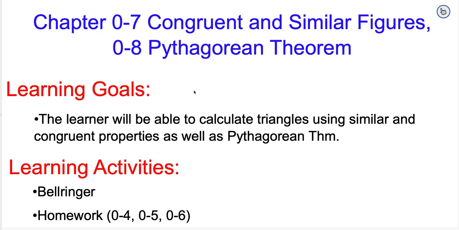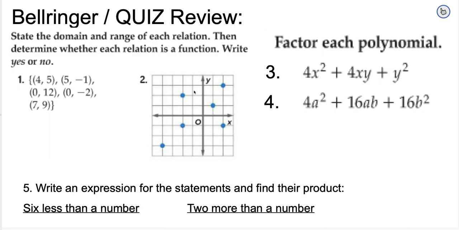Okay, in this lesson, we're going to talk about congruent and similar figures, and then we're going to look at the Pythagorean Theorem and how that's useful for determining right triangles. But before we get to the lesson, we have some quiz review. So if you haven't done this on your sheet yet, pause the video and take a few minutes to work through this, and then we'll be ready for the quiz.